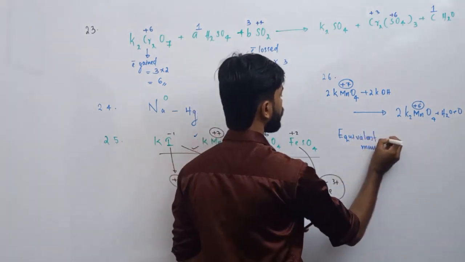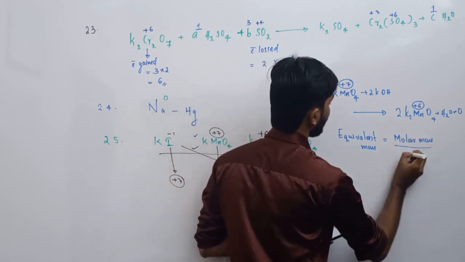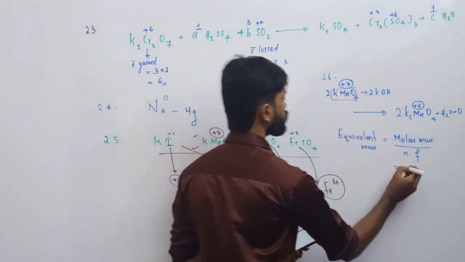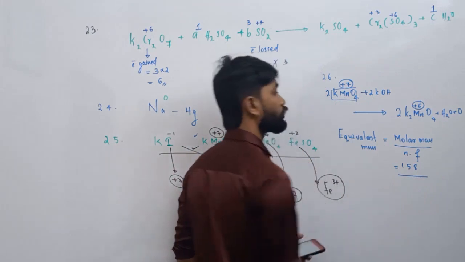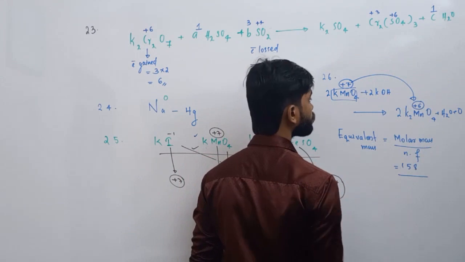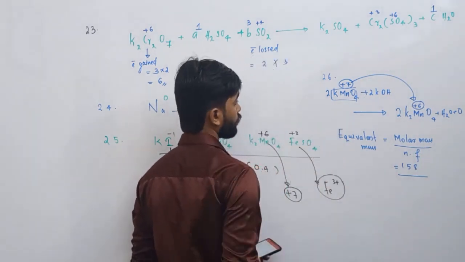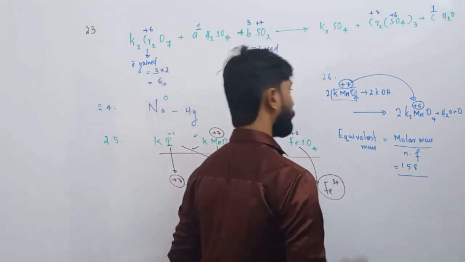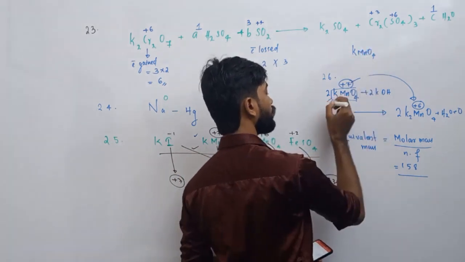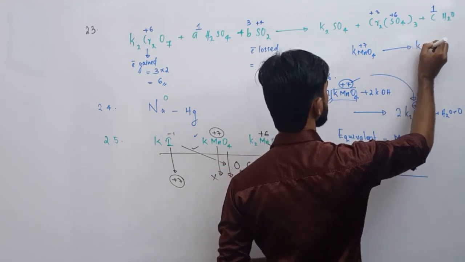is nothing but the ratio of molar mass to the n factor. What is the molar mass of KMnO4? The mass of KMnO4 is approximately 158. And what about the n factor? It is the change in oxidation state per mole. Per mole means you simply take 1 KMnO4 and check the change in oxidation state.